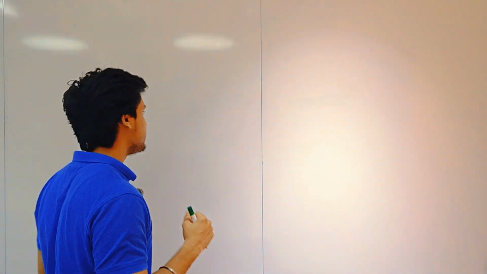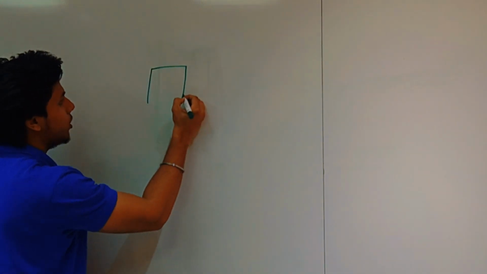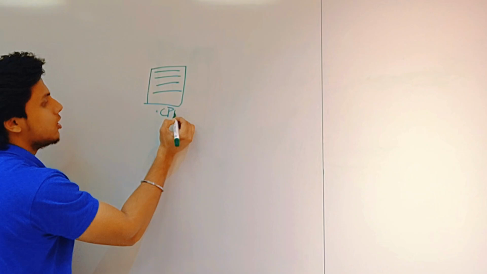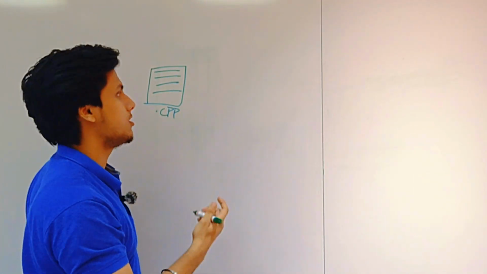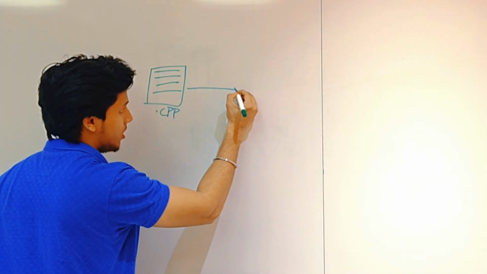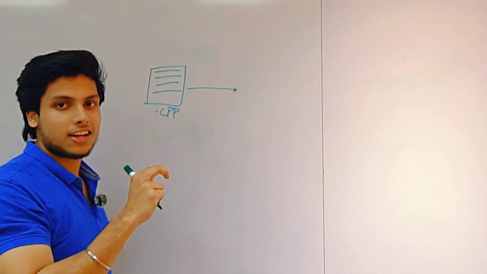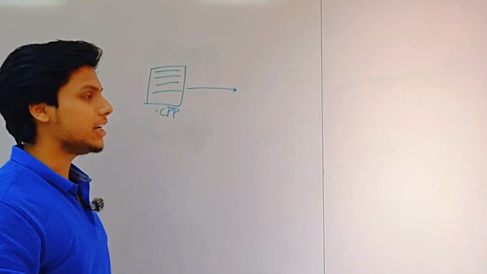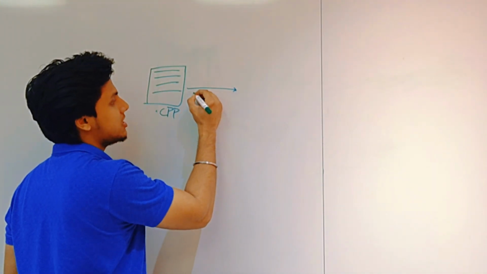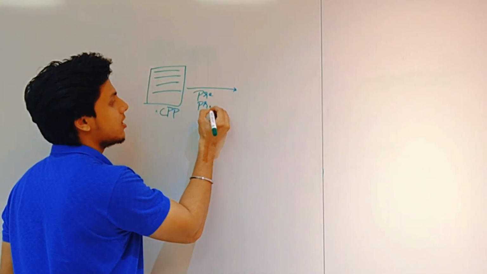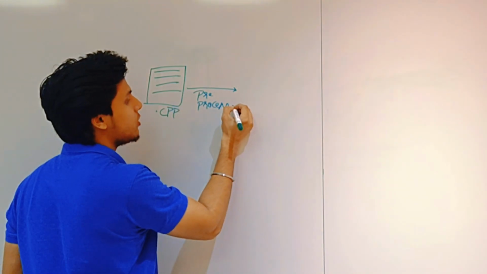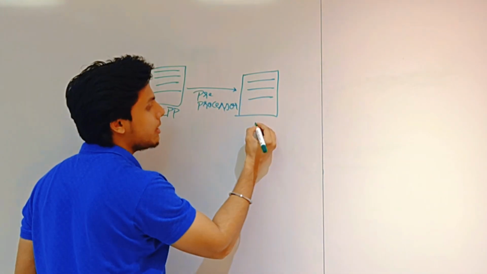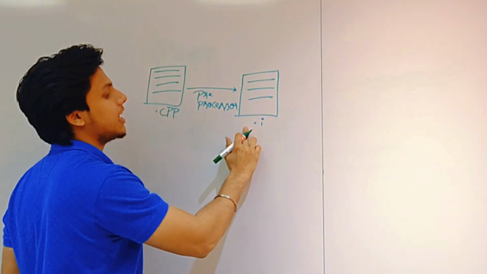So whenever you write code, let's say in your .cpp file, you write your code in a high level language, right? Your compiler does not directly convert it into binary code. There are multiple steps. First it goes to the preprocessor, and it converts that into a preprocessed file, which has the .i extension.